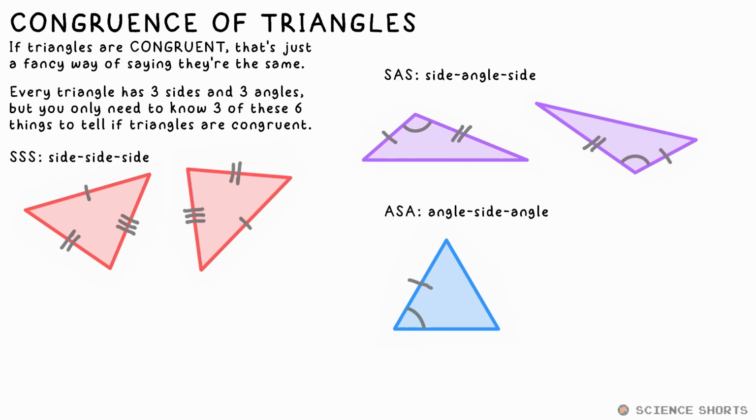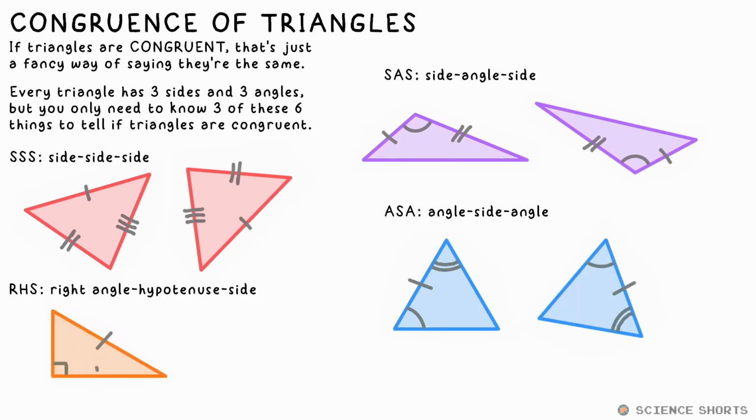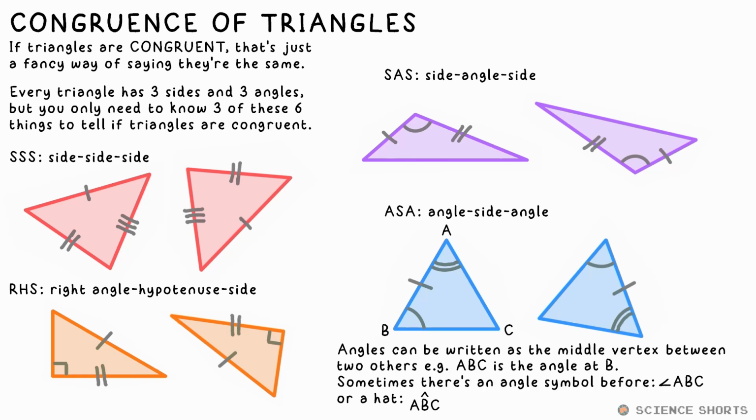Flip side of this is ASA. That's angle side angle. And RHS is right angle hypotenuse side. This is only true for right angle triangles, of course. When written in a question, angles are given by 3 letters representing the corners. And again, we use capital letters for these. The middle letter being the point or vertex where the angle is that we're considering.